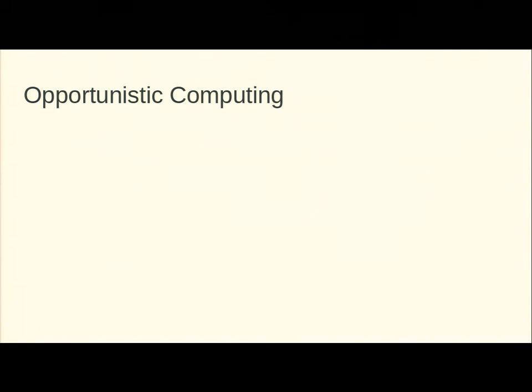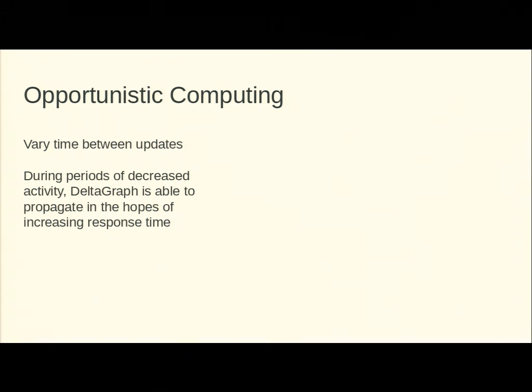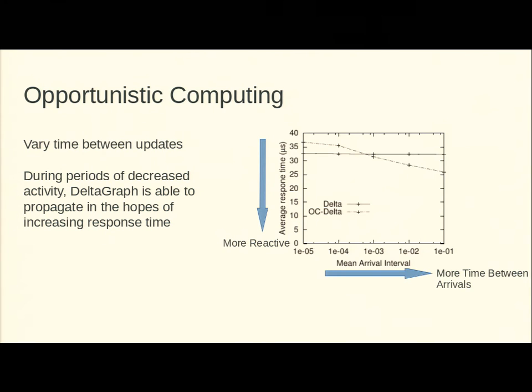So this last experiment I want to talk about is one where we tried opportunistic computing. So delta graph is uniquely situated to take advantage of idle time in a computation. So we introduce varying arrival times of updates and lookups. So there's some time in between in this system. So we have one thread that's handling requests and another that's propagating in between these requests.